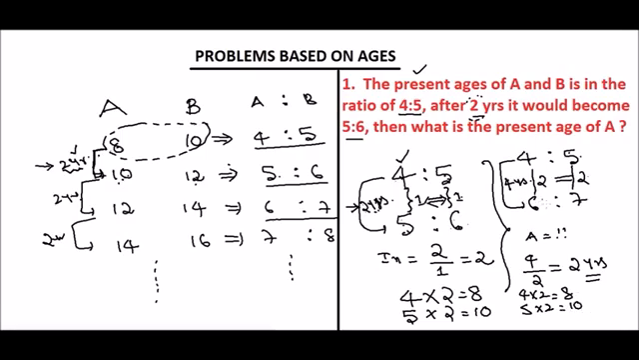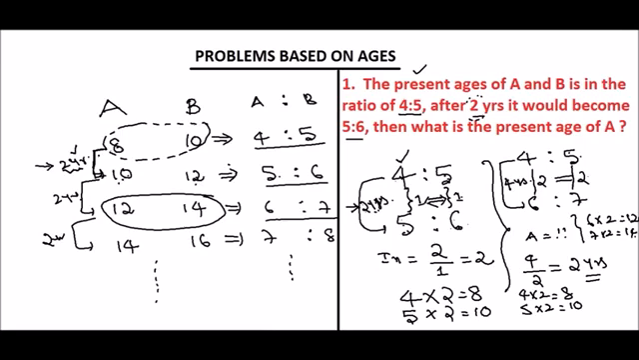What would be the age of A after 4 years? Obviously that should be 6 into 2, that is 12 years. After 4 years, what is the age of B? That should be 7 into 2, that is 14 years. 12 and 14. Hope you must have got the point here. This is the way, students, to go for the questions. Try to understand this one in a very proper way.